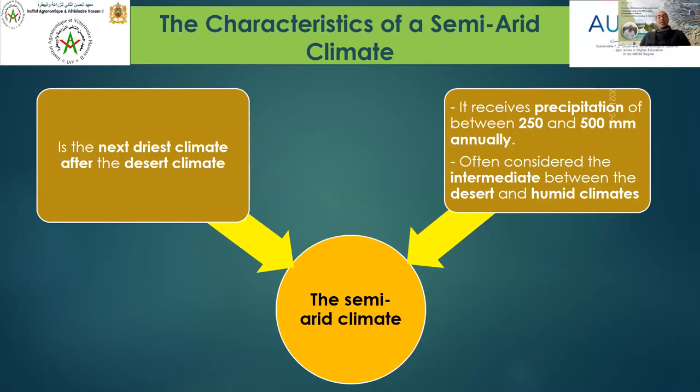What is the semi-arid climate? It's the next driest climate after the desert climate. It receives precipitation of between 250 and 500 millimeters. Sometimes it goes from 250 to 440. Often it's considered the intermediate between the desert and humid climates.